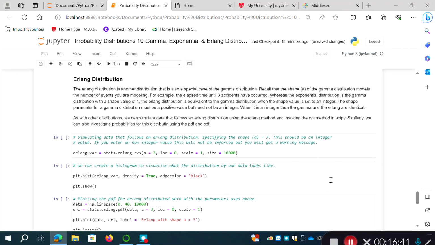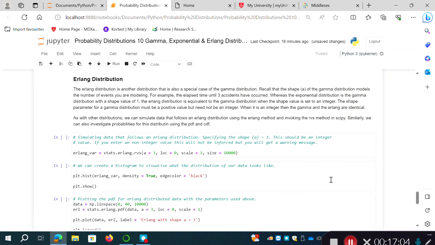So recall that the shape alpha of the gamma distribution models the number of events you're modeling. It could be 1, 2, 3, etc. It could be any value because it's a continuous distribution, so it could be a decimal value. For example, the elapsed time until 3 accidents have occurred, something like that.